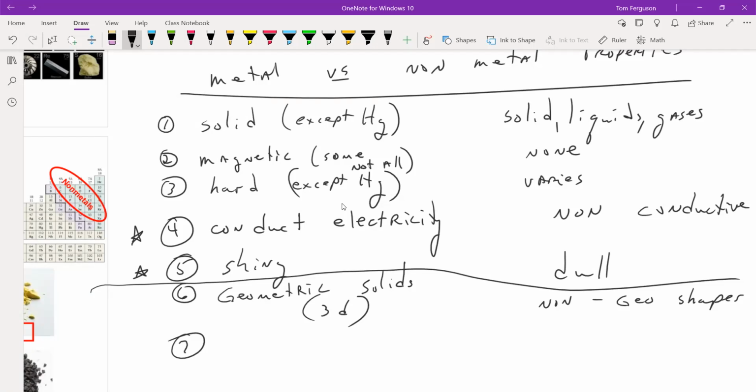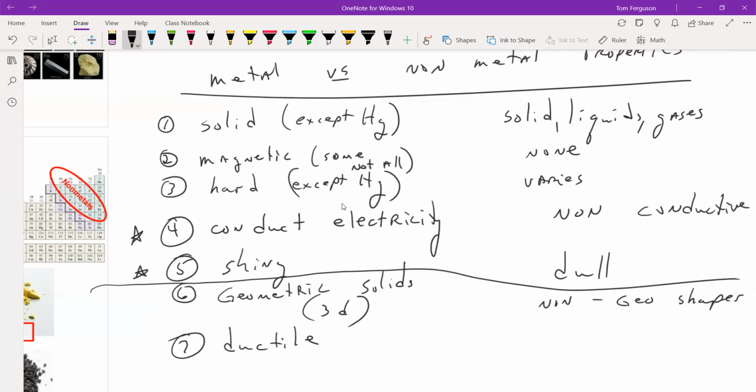All right, well, the property I was thinking of is something called ductile. And what that means is you can bend it and you can stretch it. Good. I'm glad you're thinking. So metals you can bend and stretch.